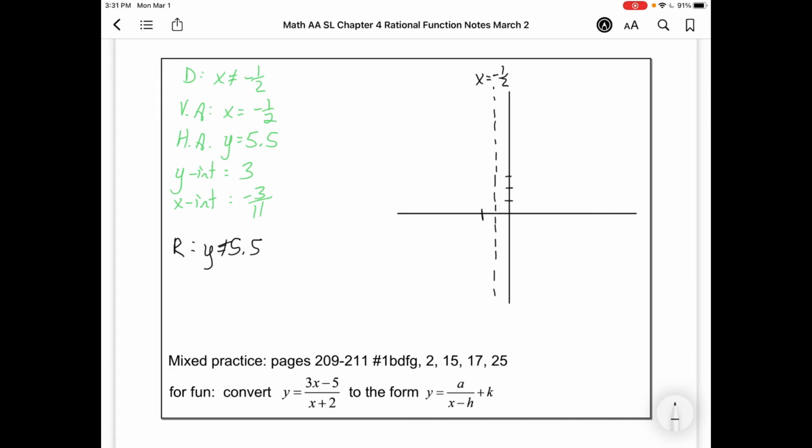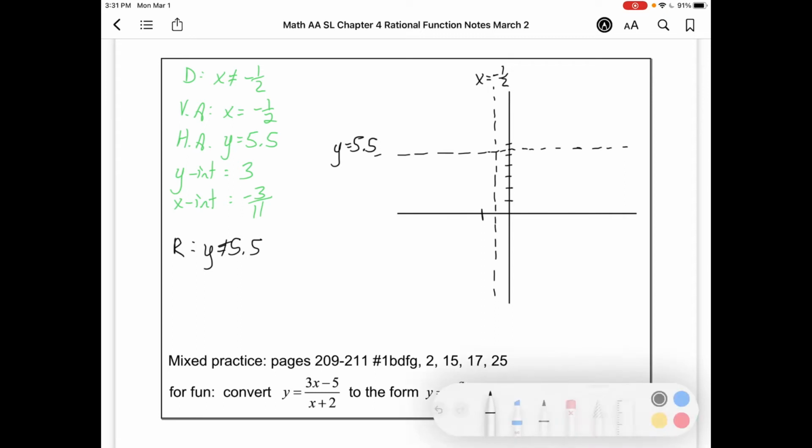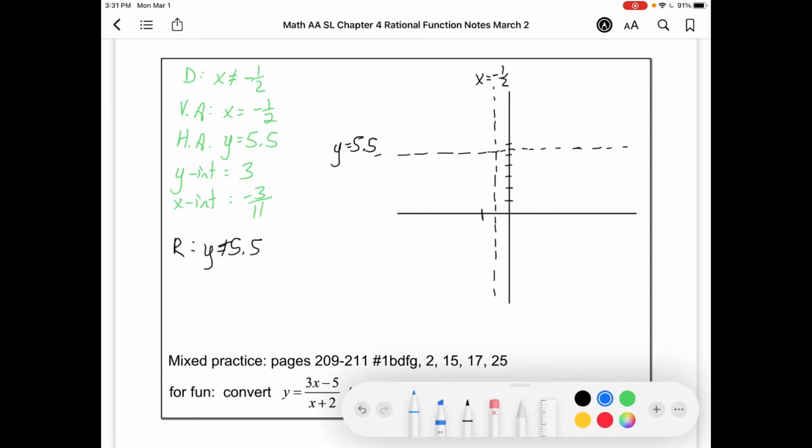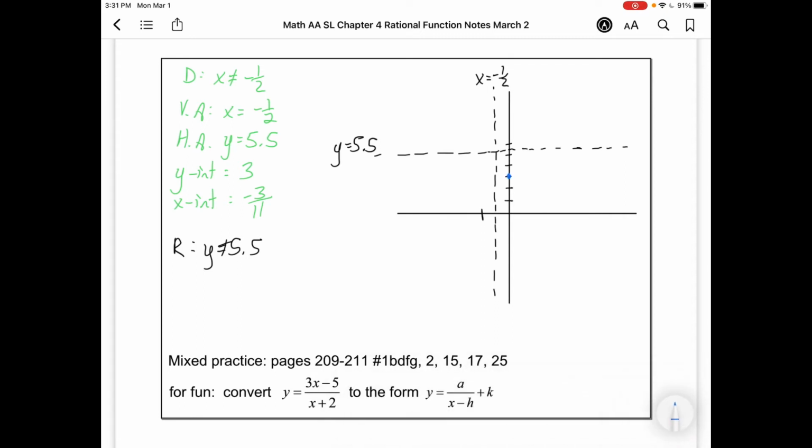2, 3, 4, 5.5 would be right here. I'll try and do that as straight as I can, or as horizontal as I can. There we go. There's y equals 5.5. And now I'm going to plot my y-intercept. So this is the actual curve, so maybe I'll pick a different color. That would be at y equals 3.